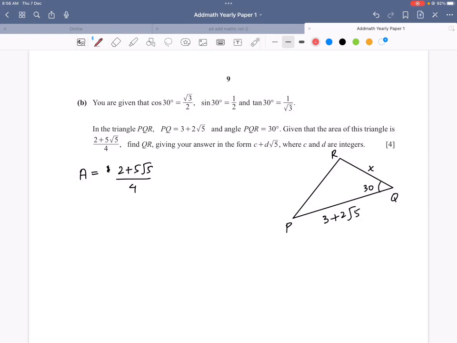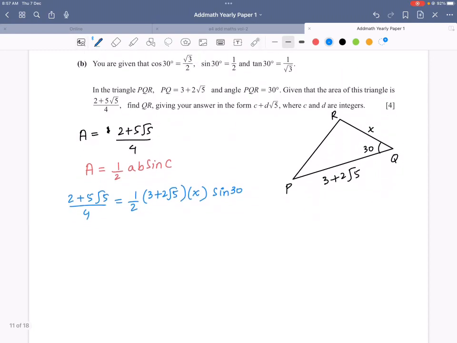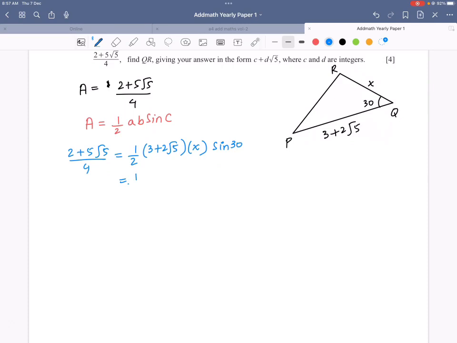Alright. Firstly, we need to apply the working formula for area of a triangle. So area is half ab sine C for non-right angle triangles. So area is known, it's 2 plus 5 under root 5 divided by 4 equals 1 over 2. A is given, 3 plus 2 under root 5. B is x, and sine 30. The value of sine 30 is known, it's 1 over 2. We have plugged in the values.